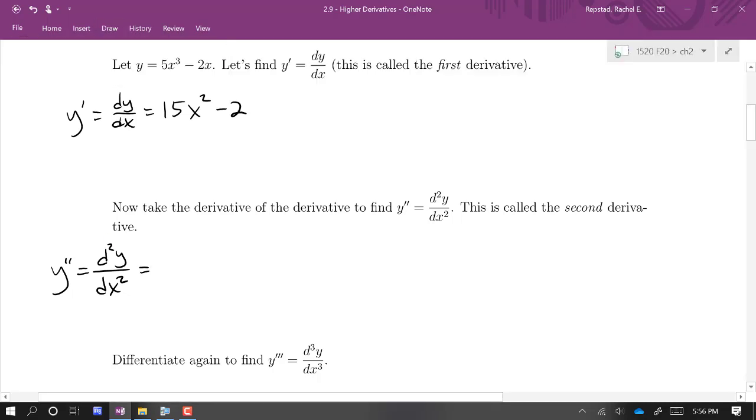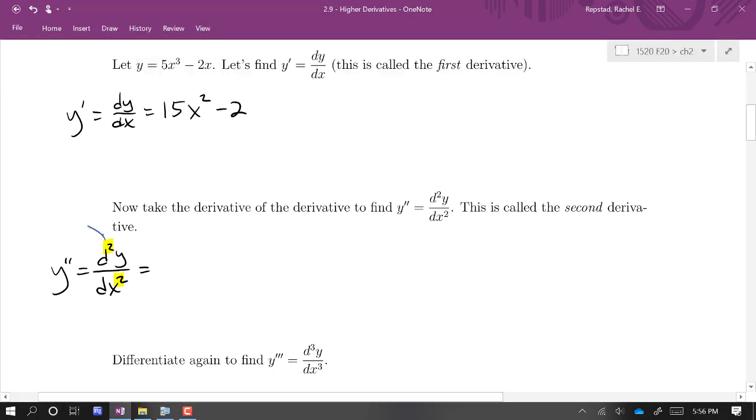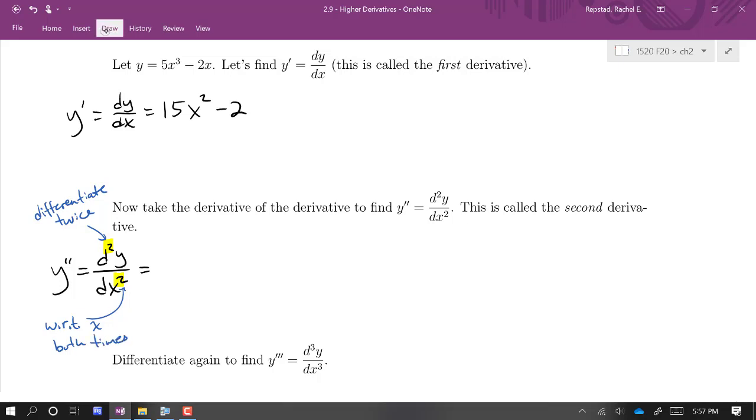Notice the little superscript is in a different location. Up top, we take this to mean differentiate twice. And the superscript on the bottom is on the x, meaning with respect to x both times. So when we take the derivative of 15x squared minus 2, we get 30x.